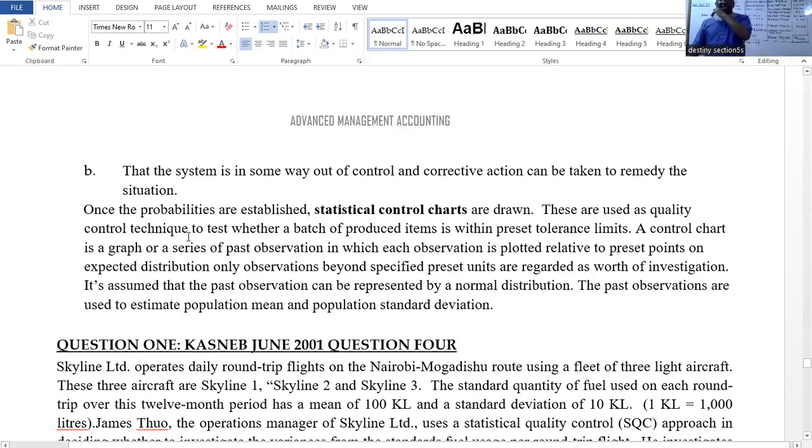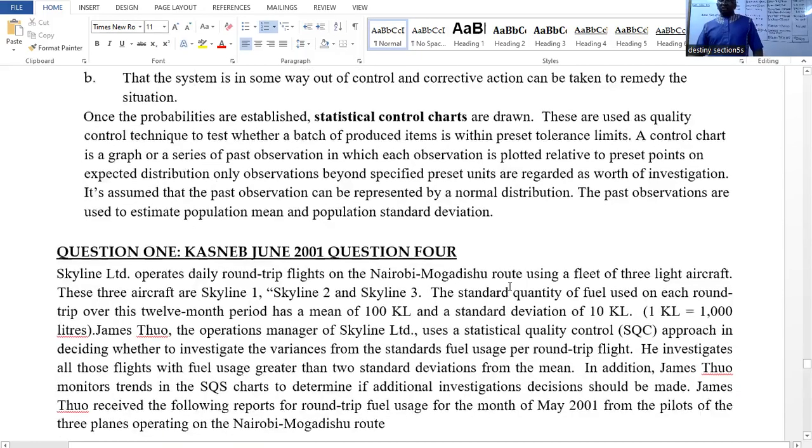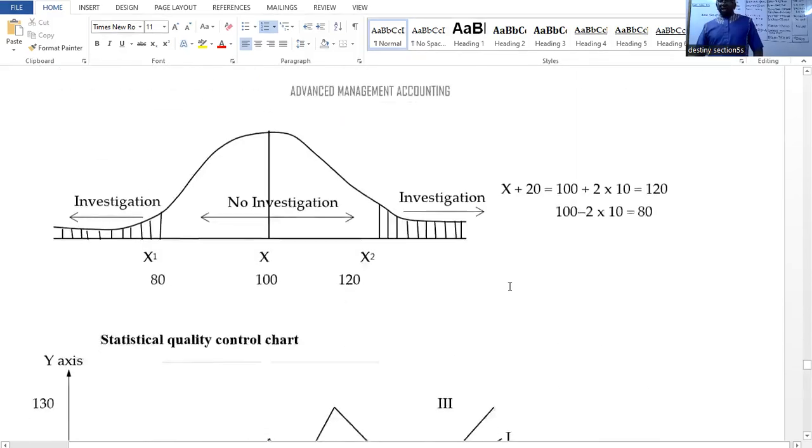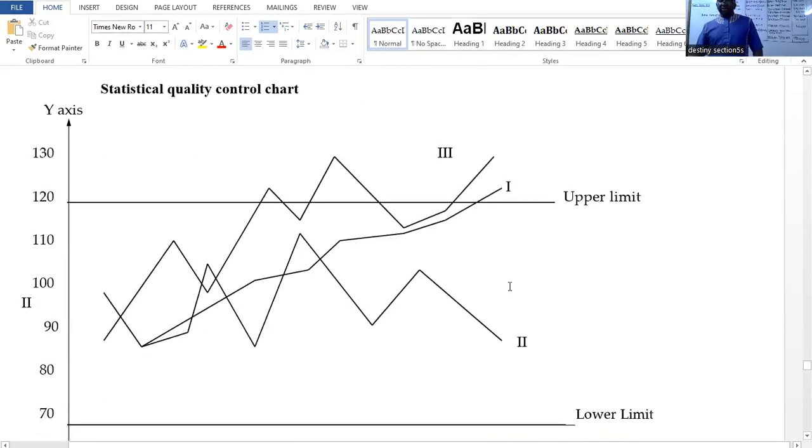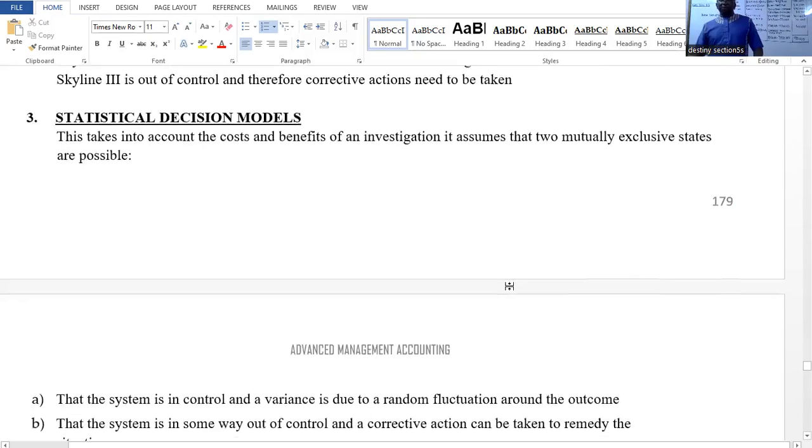Now, once the probabilities are established, we draw statistical control charts. And these charts show what we call the tolerance limit. And I think in our next lesson, we will be showing how to draw this chart. It is done like this, it looks like this, but we will draw it.